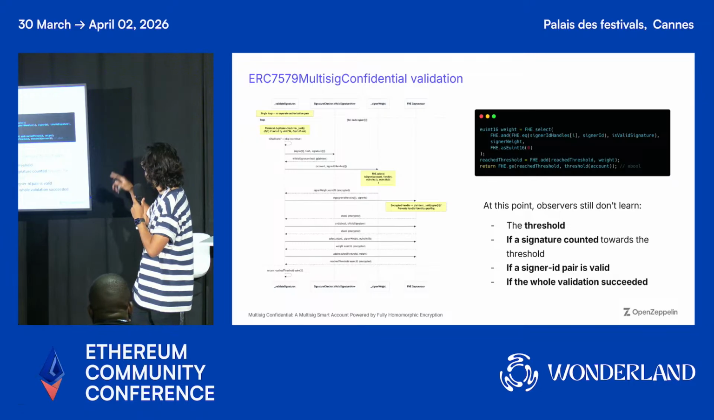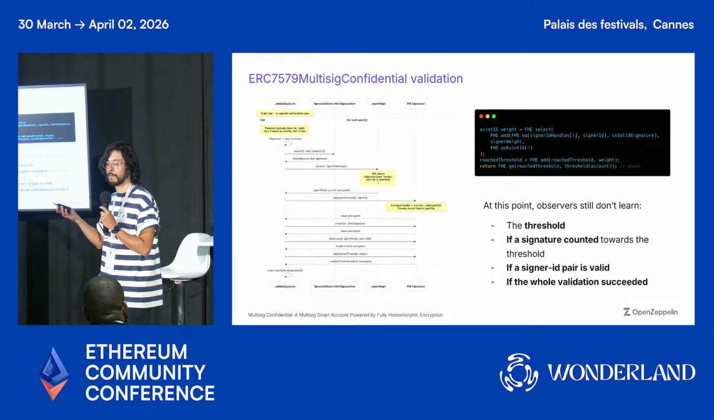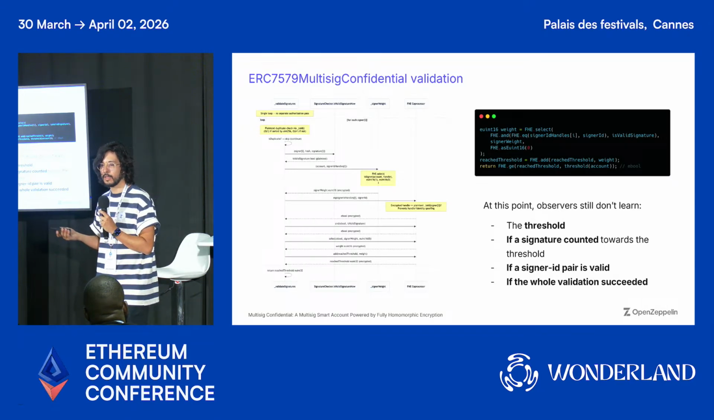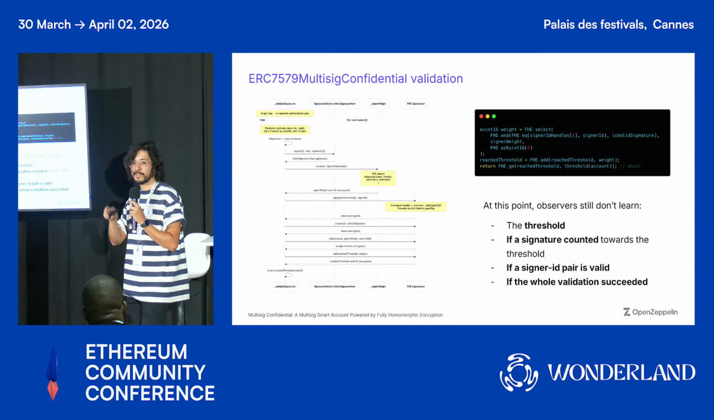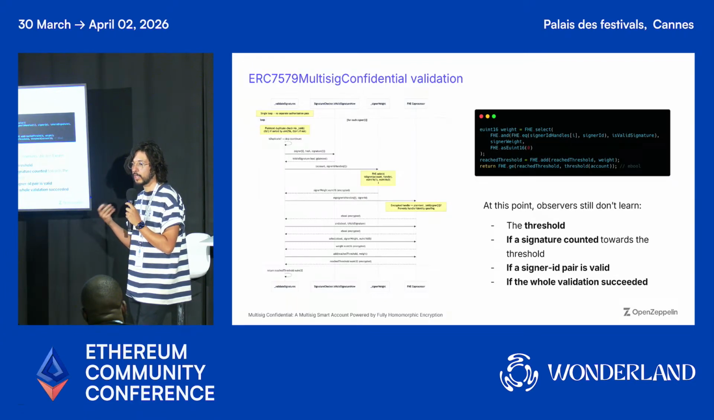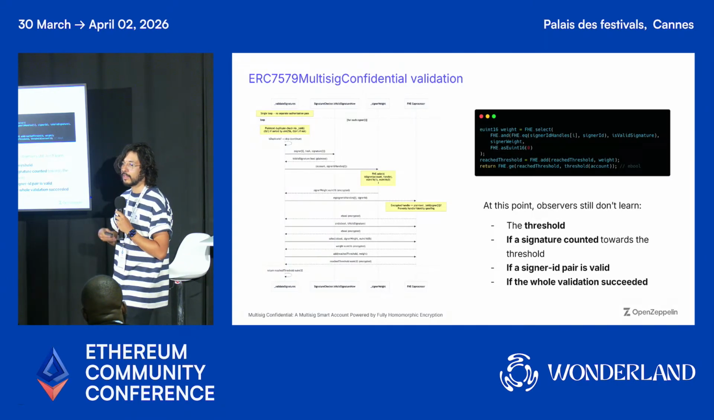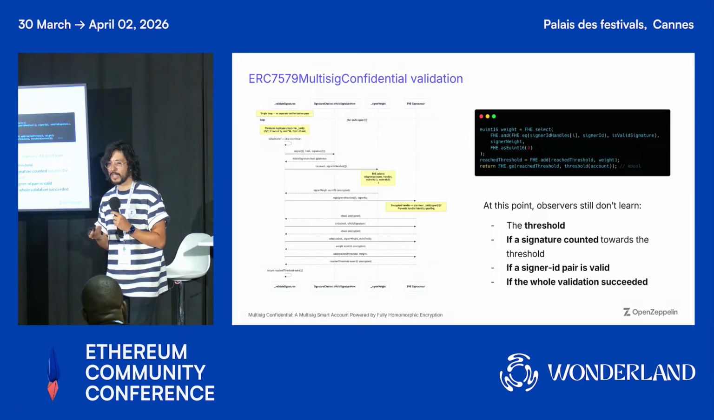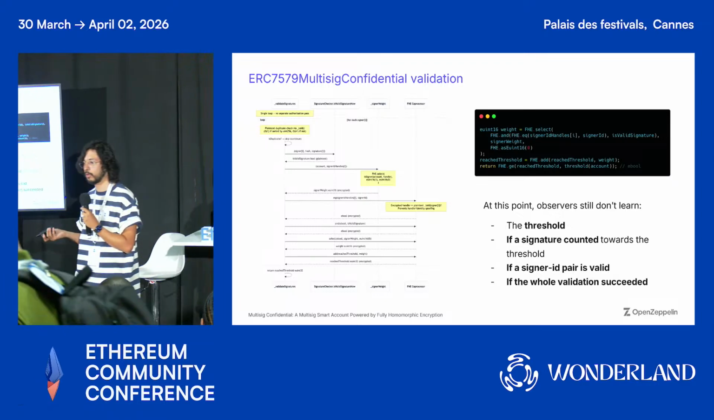So at this point, there are a couple of things to note. For example, the threshold is still not known. You can essentially pass obfuscated signers into the validation, and it will not be counted towards the threshold, right? Another thing is that you don't know if the signature counted exactly. You also don't know if the signer plus ID pair is valid, so you can also obfuscate the input. And you also don't know if the whole validation succeeded, right? The majority of the times you will pass a validation that actually succeeded, so this is not necessarily a secret, but you can use it if you want to obfuscate the output.